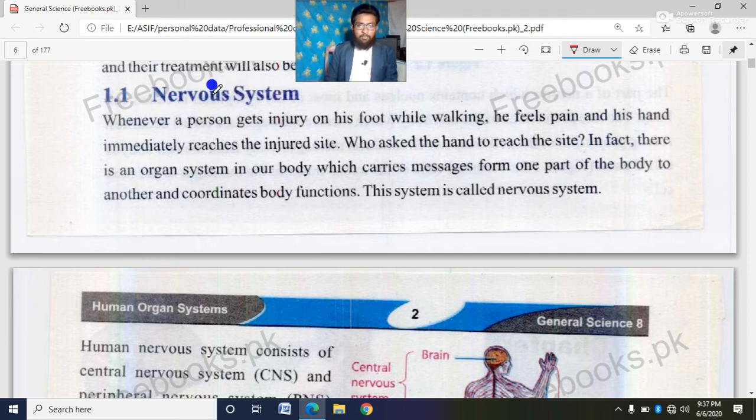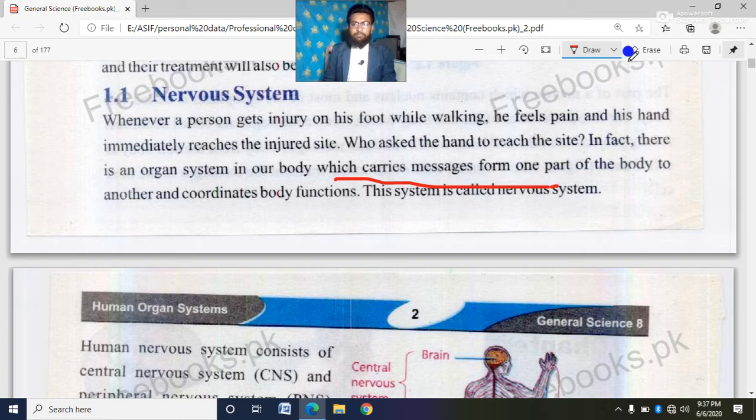It is the first topic of our subject. Dear cadets, whenever a person gets an injury on his foot while walking, he feels pain and his hand immediately reaches the injured site. Who asks the hand to reach the site? In fact, there is an organ system in our body which carries messages from one part of our body to another and coordinates body functions. This system is called the nervous system.